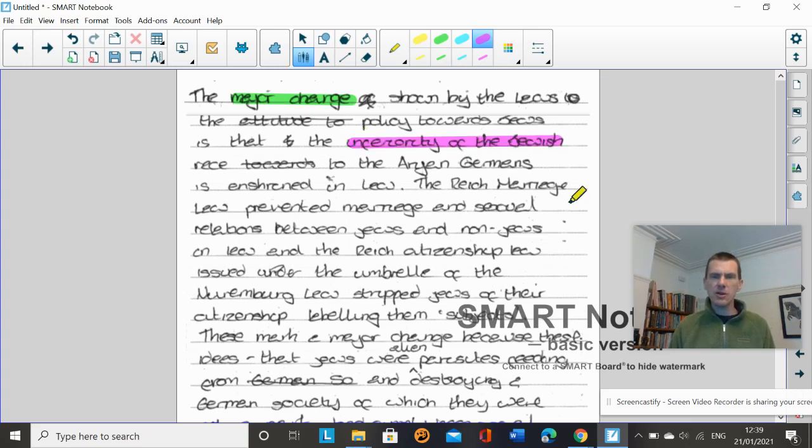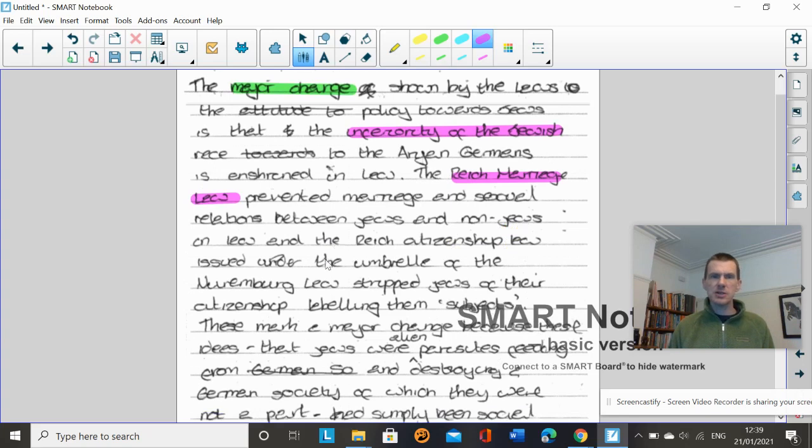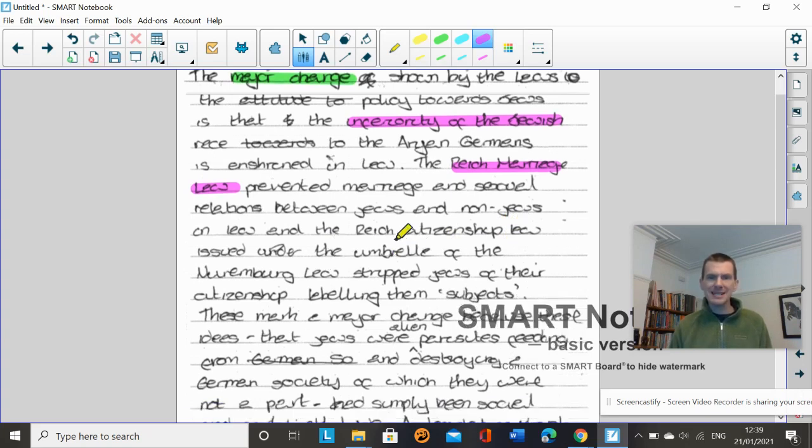They know what the Nuremberg laws are about. The Reich marriage laws prevented marriage and sexual relations between Jews and non-Jews in law, and Reich citizenship law. So the Nuremberg laws are actually a collection of two laws, and they've picked out what they were, and they know the names for them and what they did.